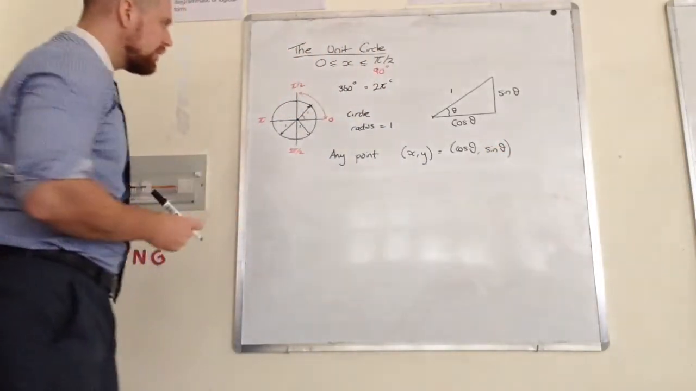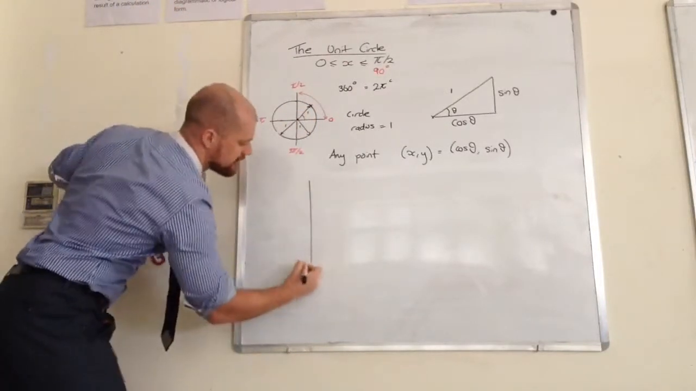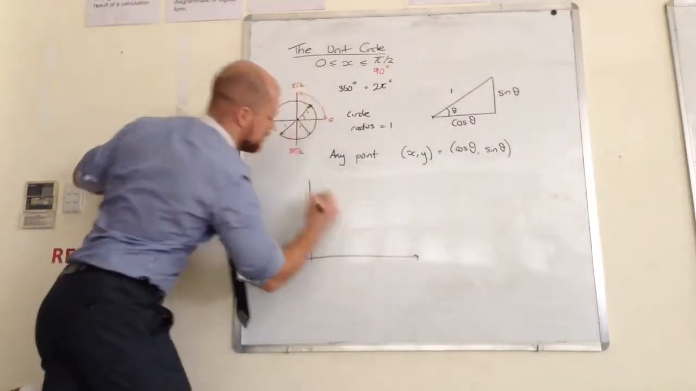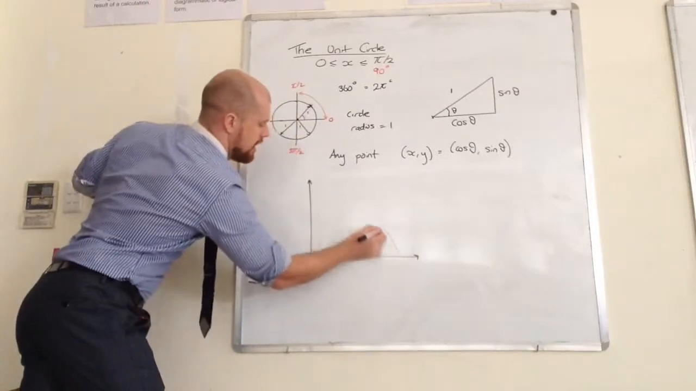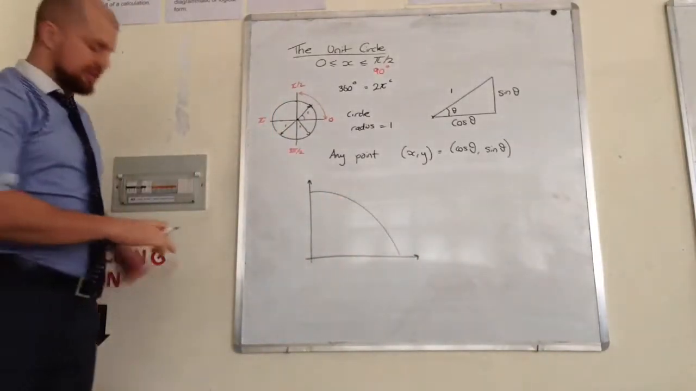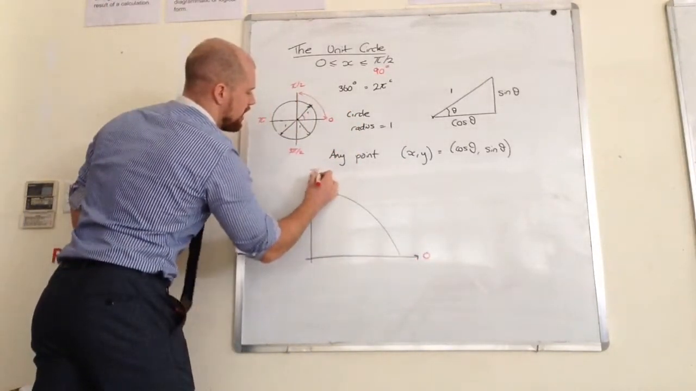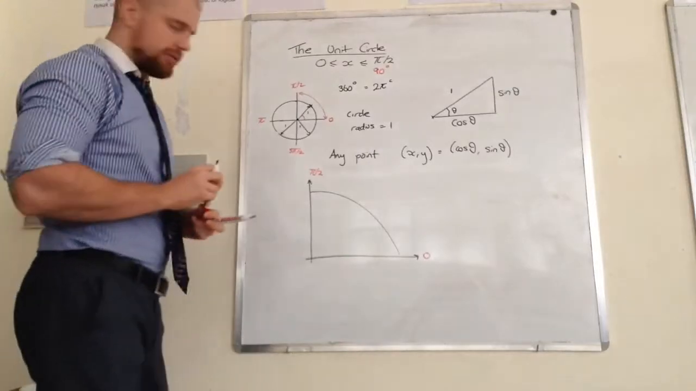Okay? Now what I'm going to do is I'm just going to draw this little bit slightly bigger. Okay, just the first quadrant here. Okay, so that's our first quadrant of the circle. We're defined from 0 up to pi by 2.